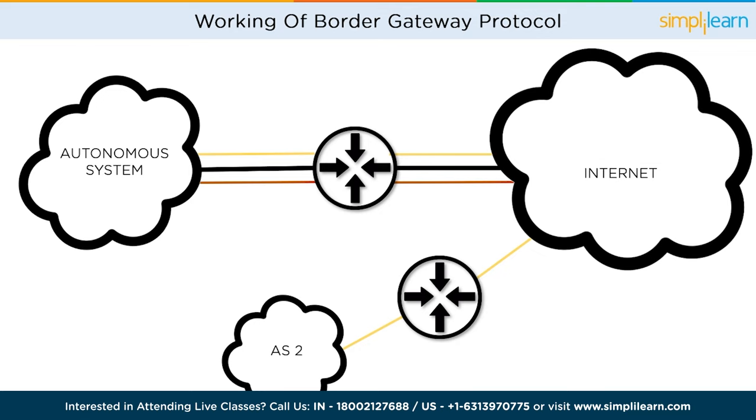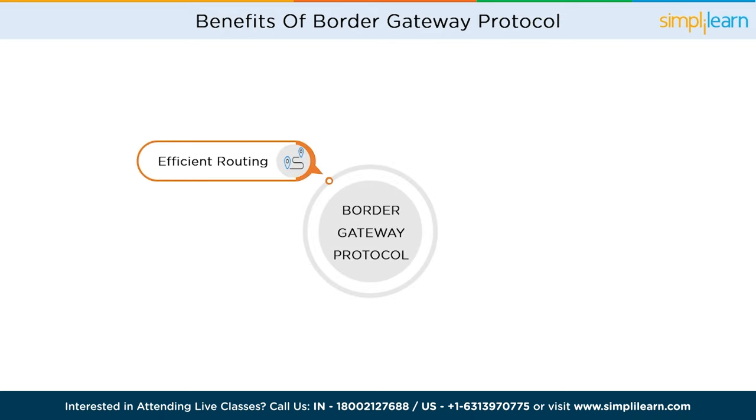So Border Gateway Protocol offers several key benefits that make it an indispensable part of the internet infrastructure. So let's take a closer look at these advantages of Border Gateway Protocol. The first one is efficient routing. BGP enables efficient routing by determining the best path for data packets to reach their destinations. It takes into account factors like network performance, cost, and policies set by network administrators. This ensures that data takes the most optimal route, resulting in faster and more reliable communication.